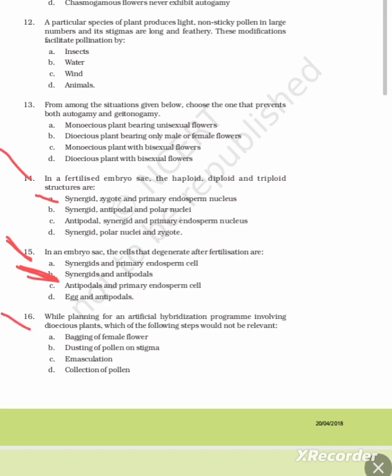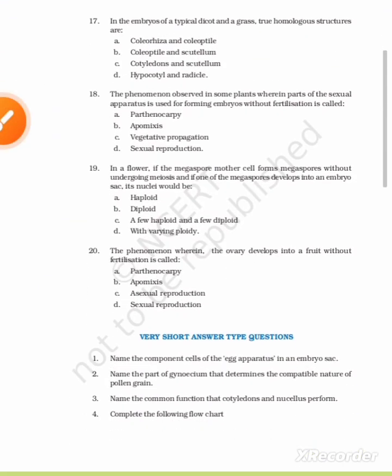16th question, while planning for artificial hybridization program involving dioecious plant. Dioecious plant means unisexual plant. So artificial hybridization steps are emasculation and bagging. Emasculation means removal of anther. So as in the question, the plant is dioecious, which of the following steps would not be relevant? As the plant is unisexual, for doing artificial hybridization, emasculation is not necessary. Let us go to the 17th question.